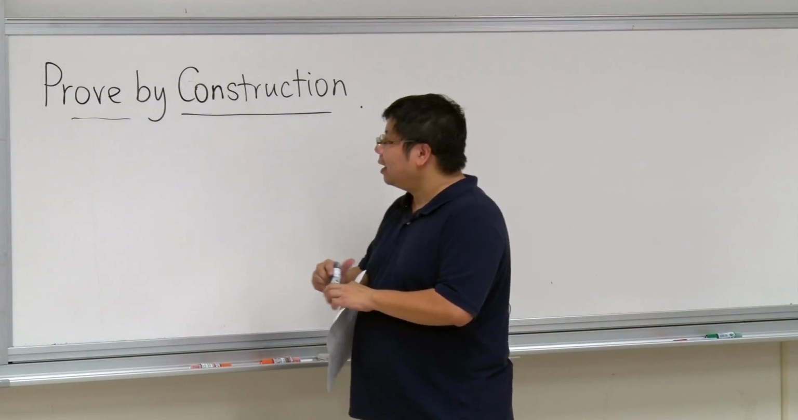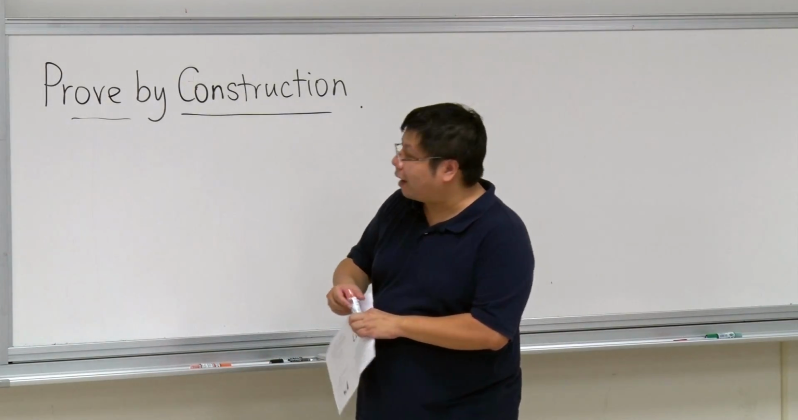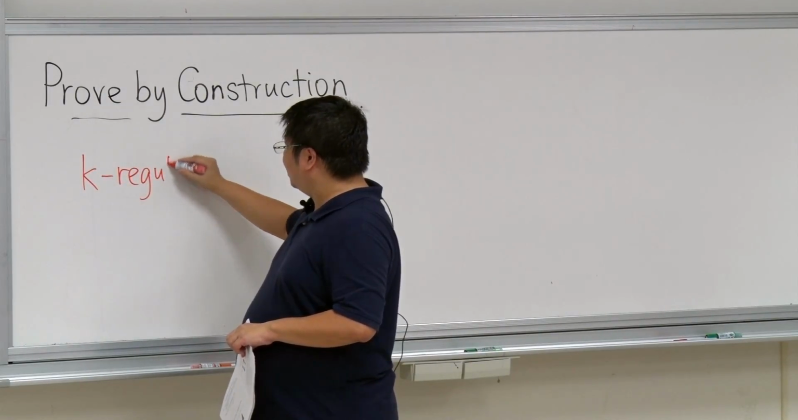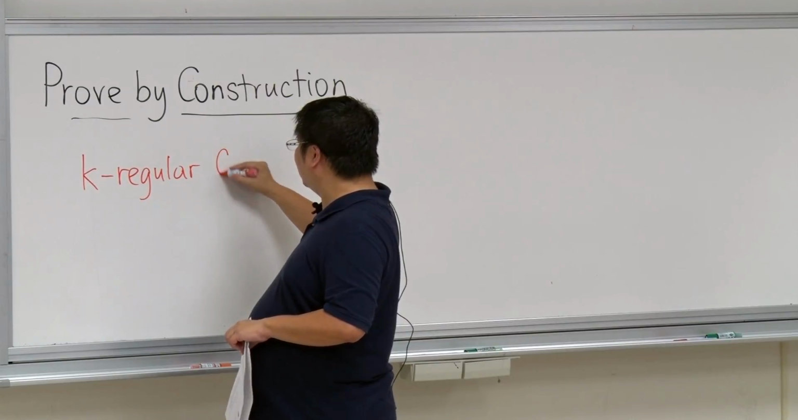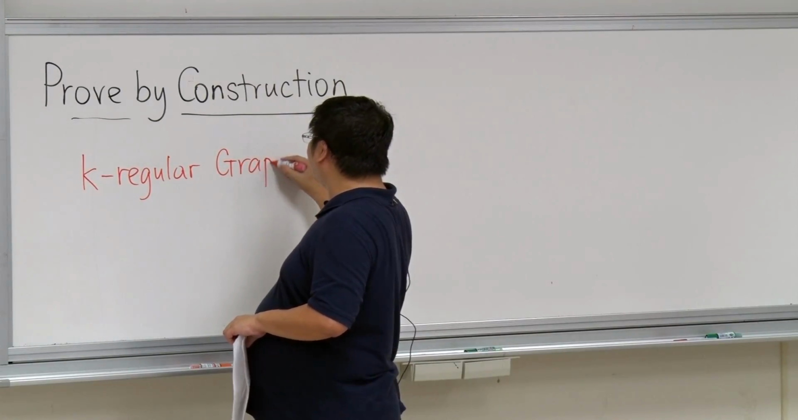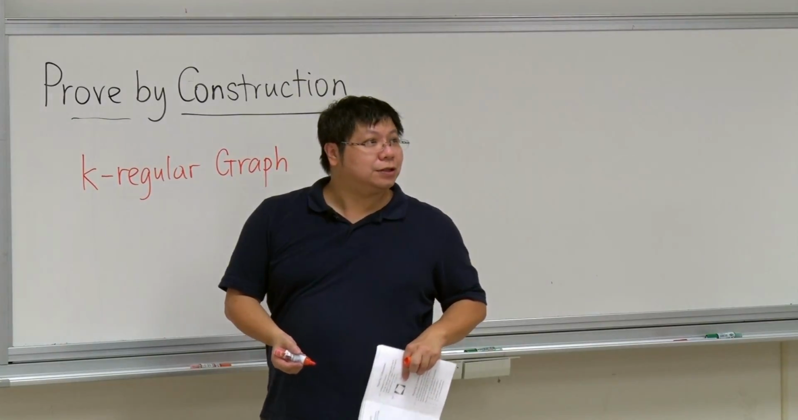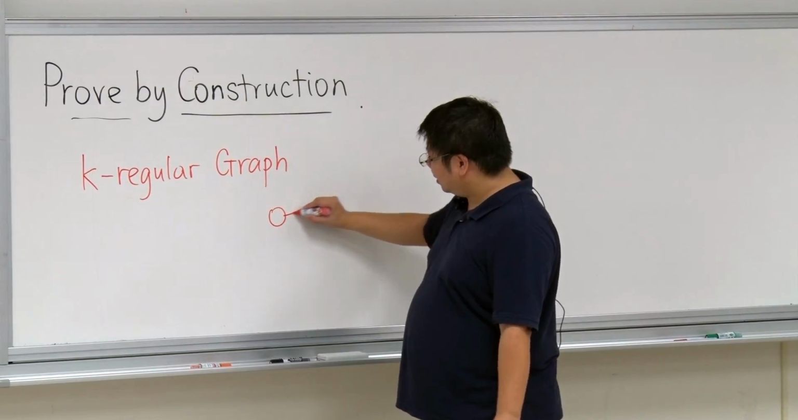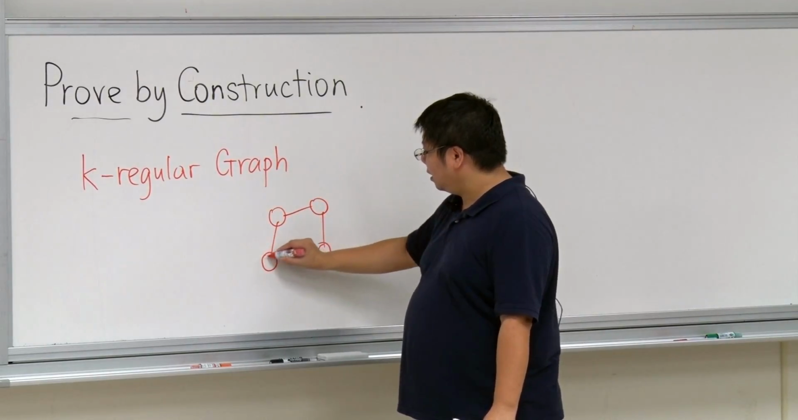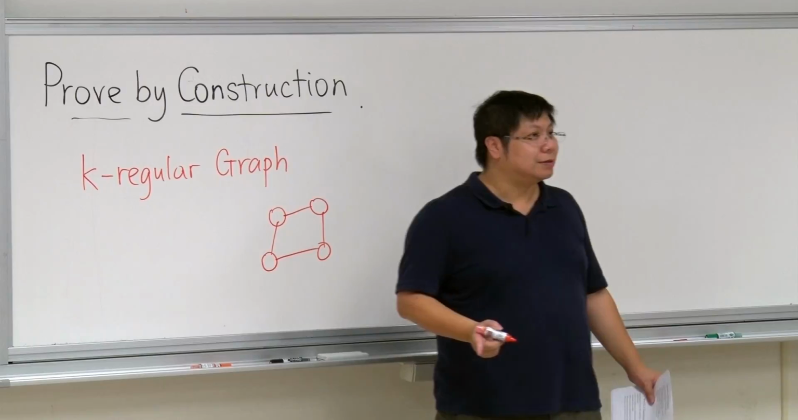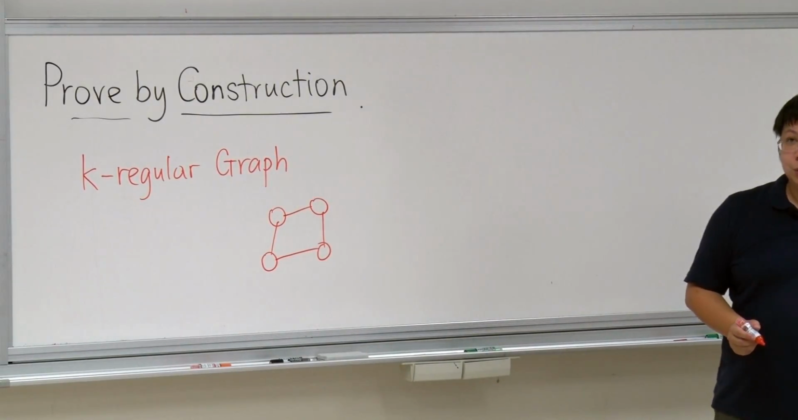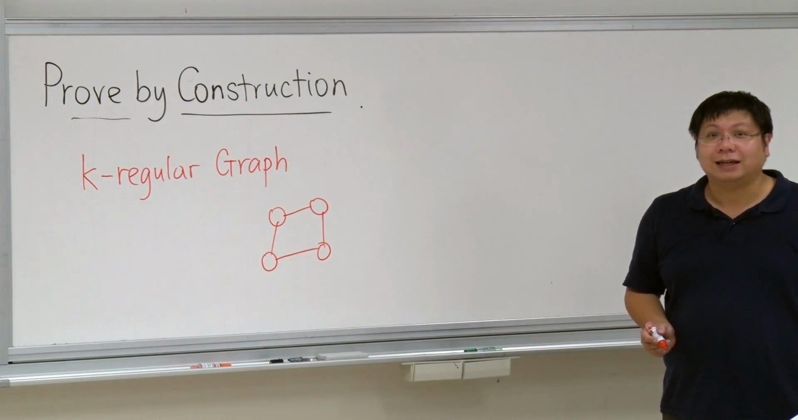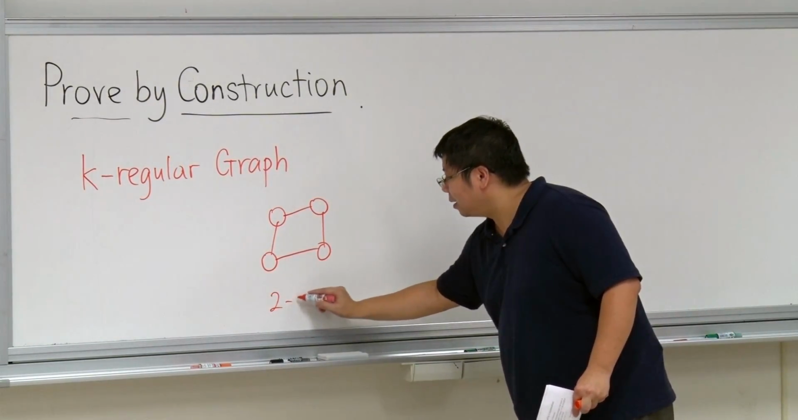So for instance, let me define something called a k-regular graph. So what is a k-regular graph? It is a graph such that each vertex has degree k. That's it. So for instance, this one is a 2-regular graph because for each vertex the degree is 2. Does that make sense?